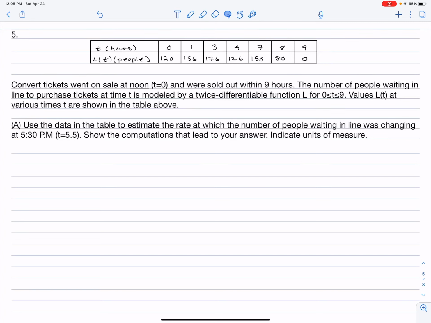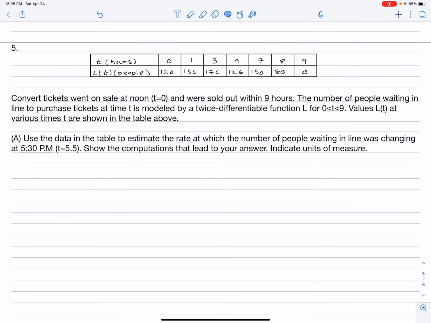Okay, we are going to look at problem number 5. So this is the first time we've seen a problem like number 5, so I'm going to teach this one to you. Okay? So again, as always, after we've read this, one of the first things you want to do is look at the information they've given you.